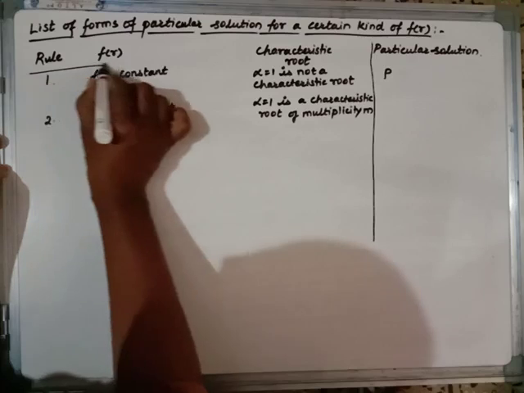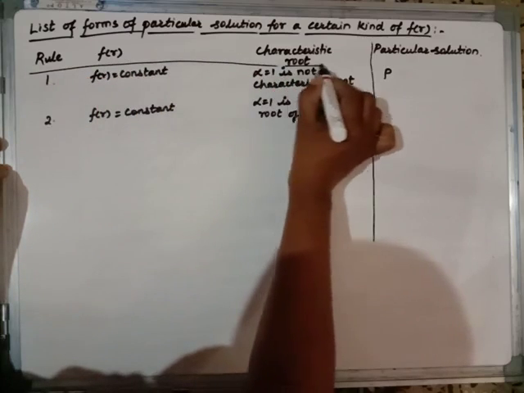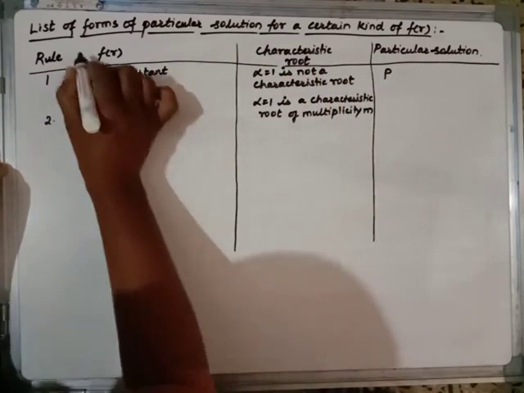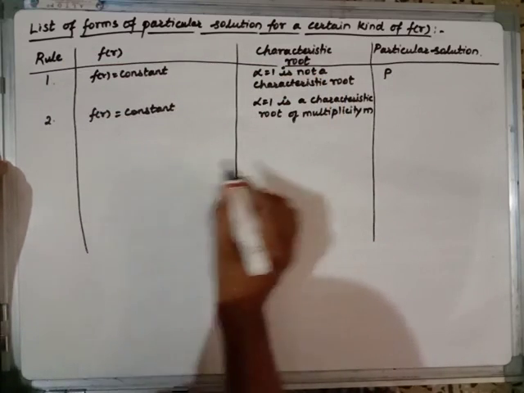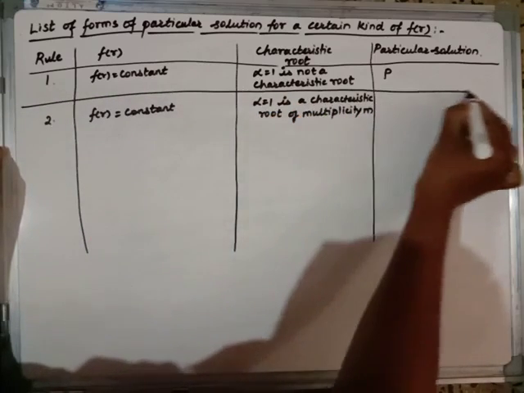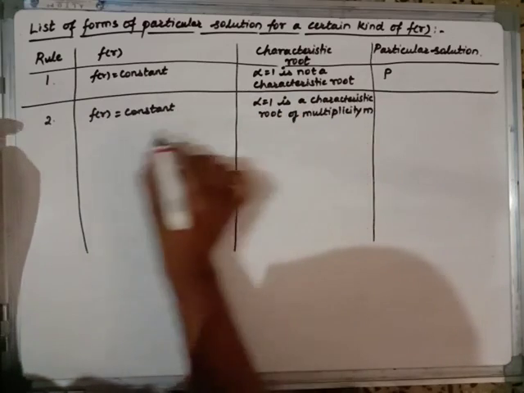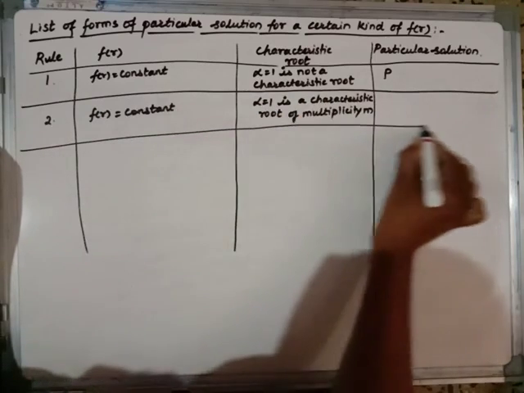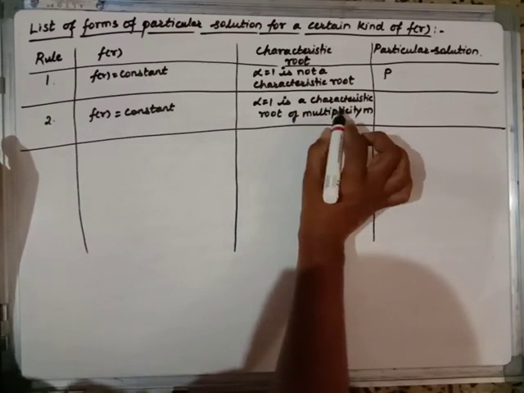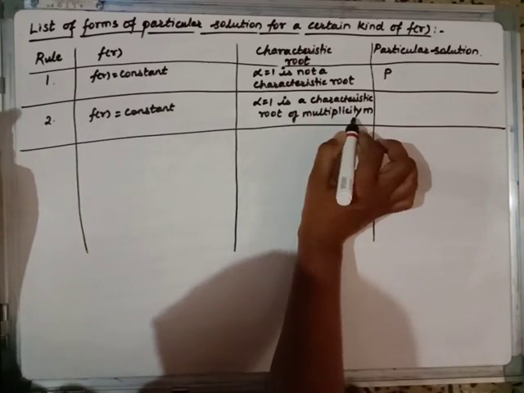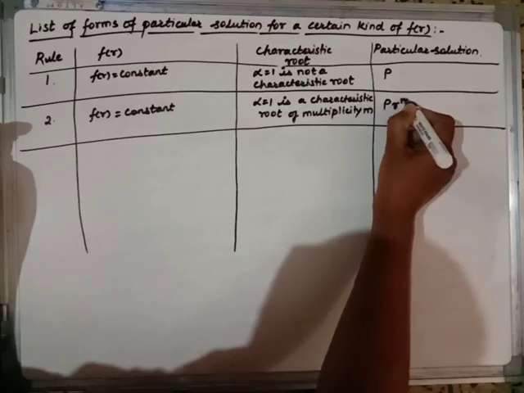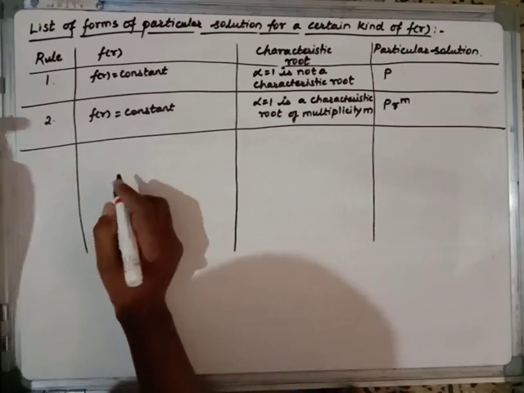So now here, let me prepare this one. If it is bad, I will increase that. Now here, this is 1. Now rule 2, we are seeing this f of r is constant, but alpha equal to 1 is a characteristic root of multiplicity m. In that case, the particular solution will be p r raised to m. As such, we will write that one.